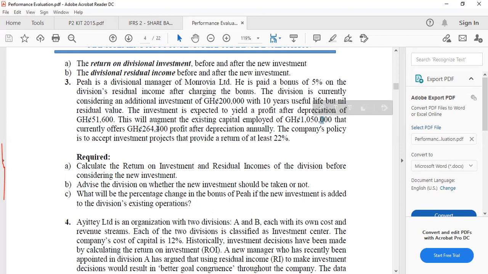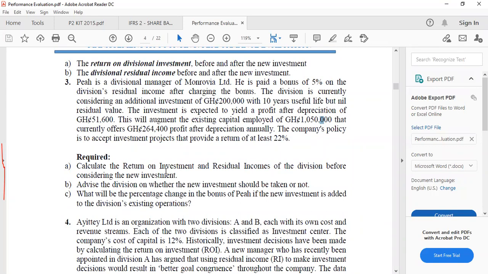Then the old profit over the old investment will give you the before. After, you add the profit of the two; the new investment will now increase the profit. You add it; the new investment will now increase the capital employed. You do it and you get it.